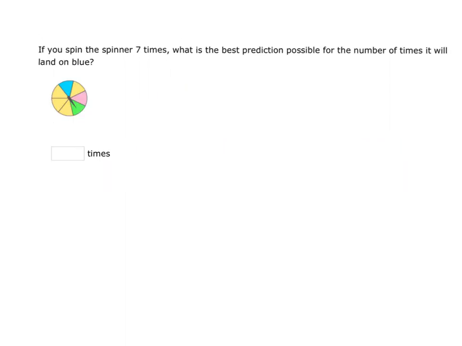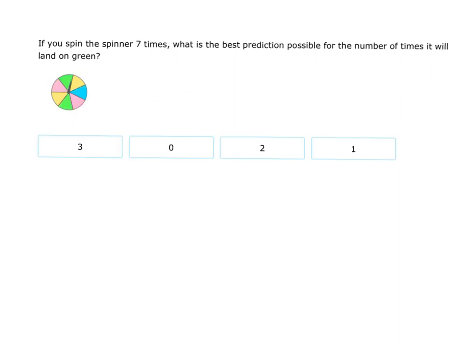If you spin the spinner 7 times, what is the best prediction possible for the number of times it will land on blue? Again, I'm going to start by counting the spaces. 3, 4, 5, 6, 7. So there are 7 total spaces. So if I'm going to spin, land on blue, there's 1 section out of the 7 that's blue. So if I spin 7 times, I would expect to maybe get blue 1 time.